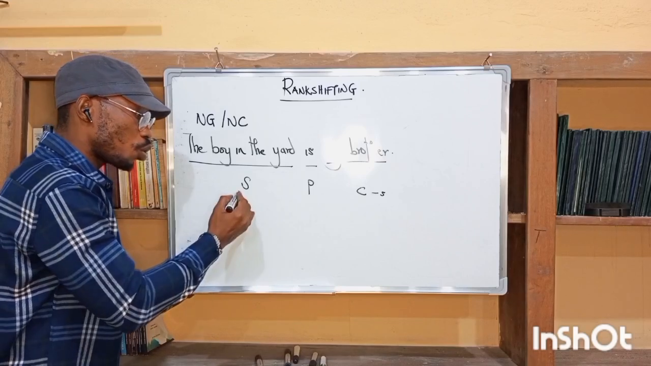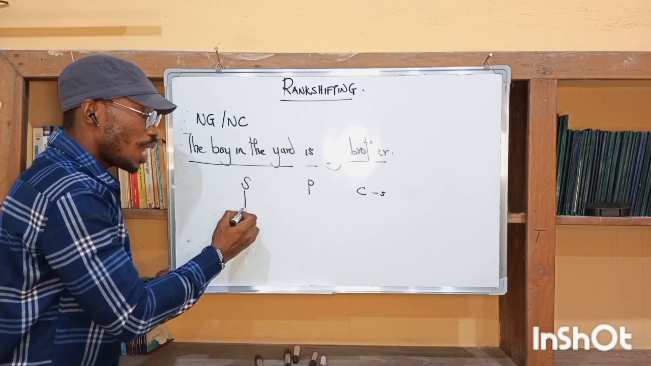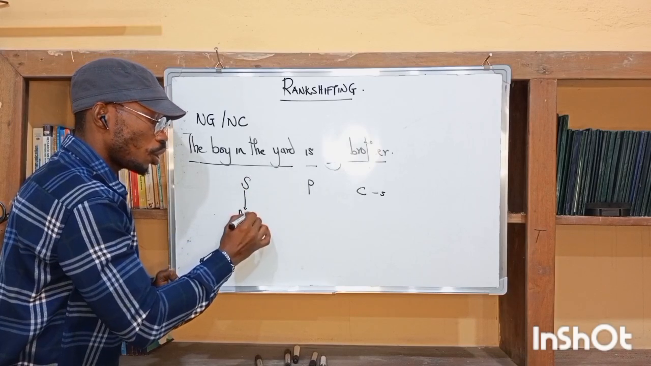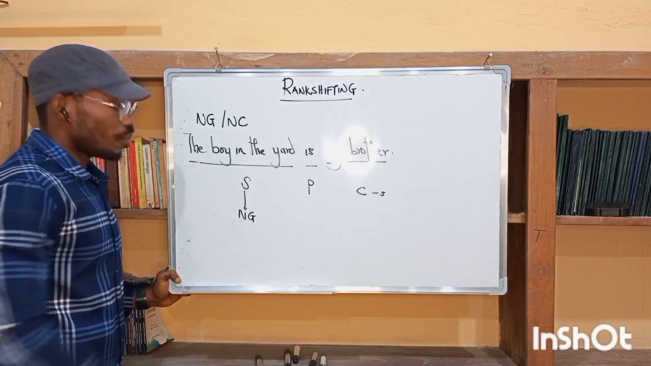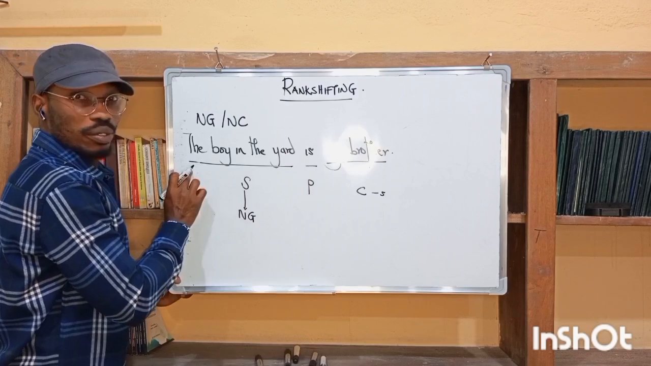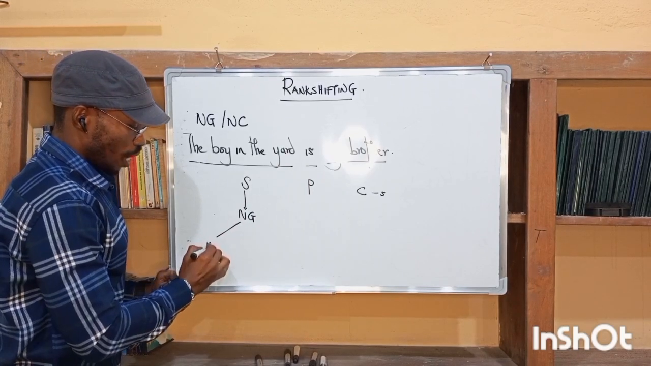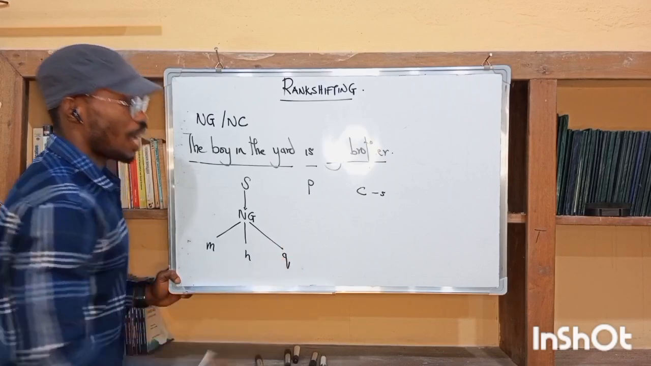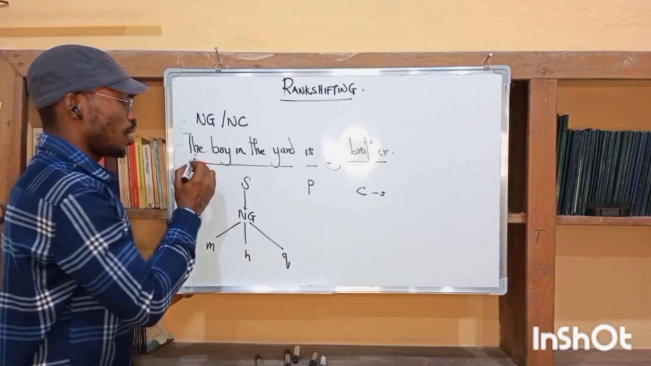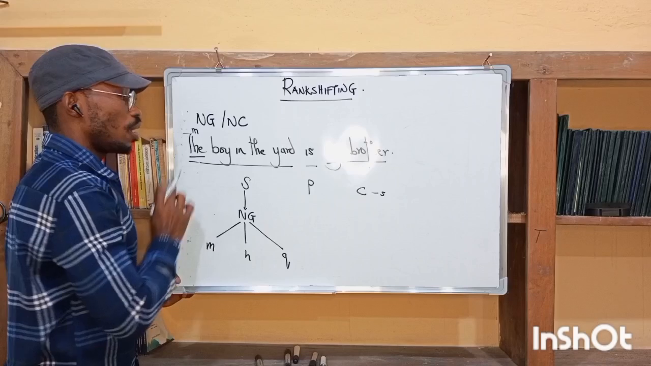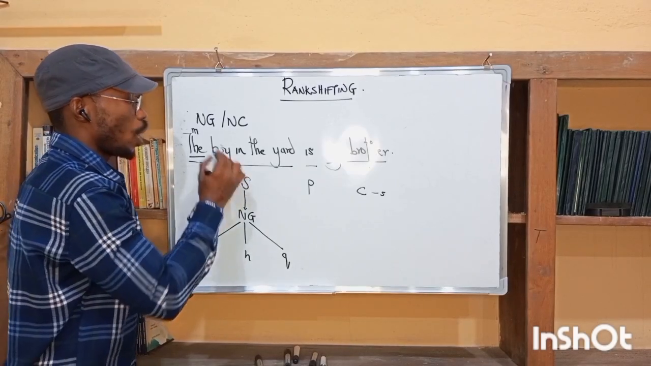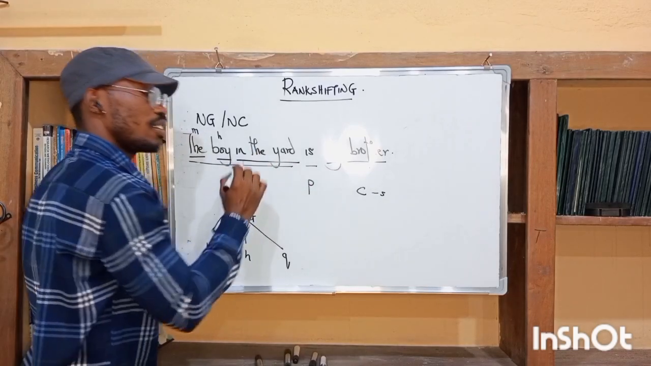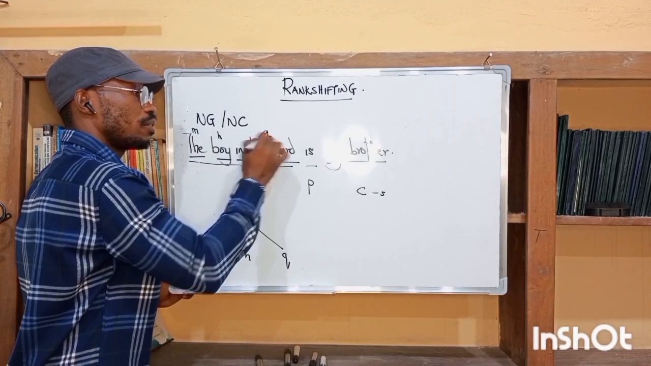Now, when you come down to the group level, you realize that your subject is made up of a nominal group. This nominal group has modifier, head word, and a qualifier item. That is, the becomes the modifier, boy is the head word in this nominal group, and in the yard is your qualifier.